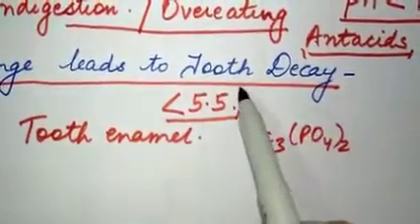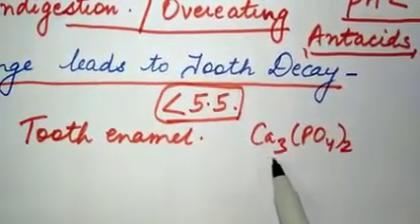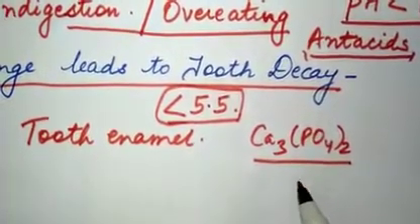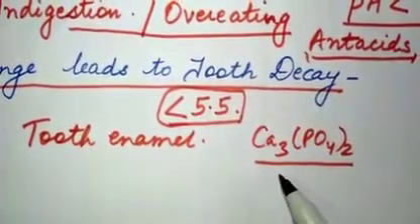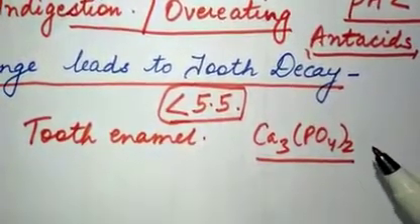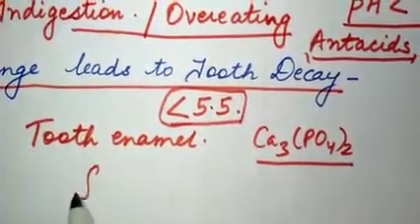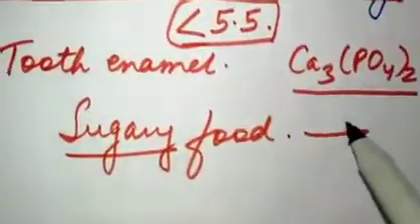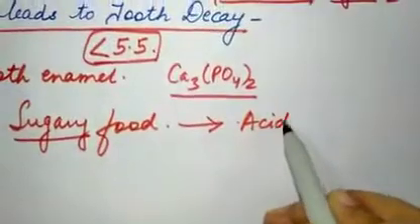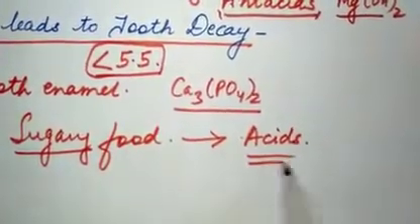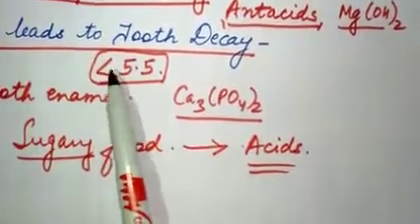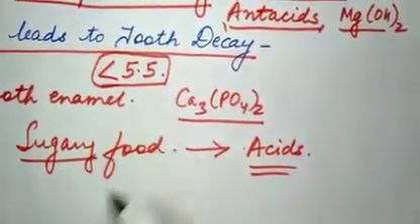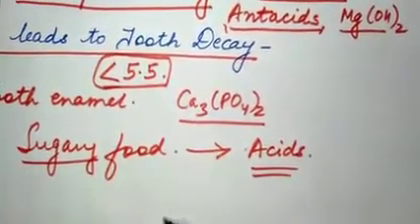When the pH in the mouth becomes less than 5.5, this calcium phosphate gets eroded. Sometimes we eat sugary food and the food particles remain in the mouth. Then these sugary food items degrade into acids, and this decreases the pH to less than 5.5 and causes tooth decay.